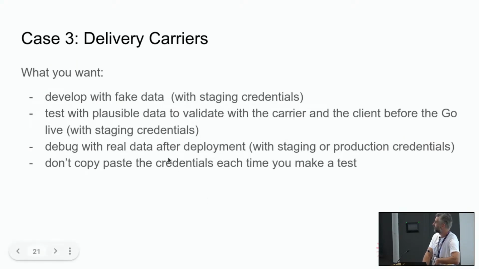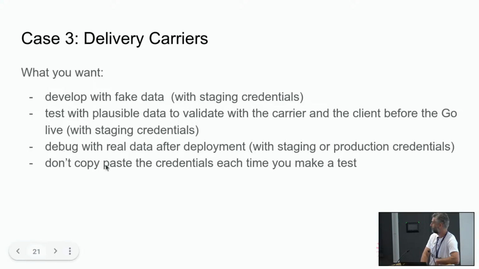During the work, usually you start to develop with fake data. Then you want plausible data, which means it looks like real addresses. And there are really, really strange addresses in the wild, so sometimes you want more real data in this step. And you have to check with the delivery carrier before going into production. And then it always happens, you have to debug, because you don't know how strange addresses can be.